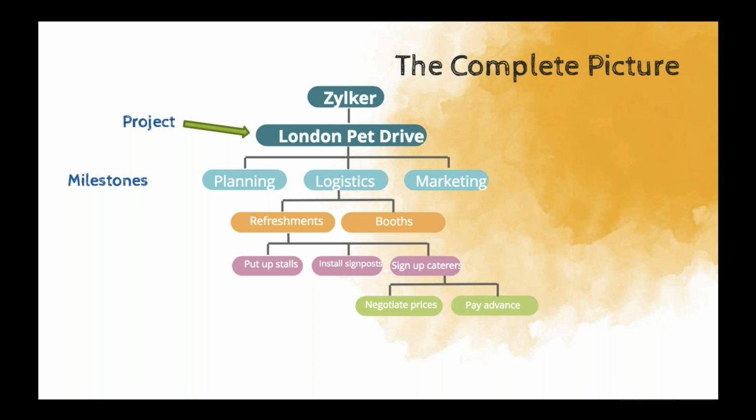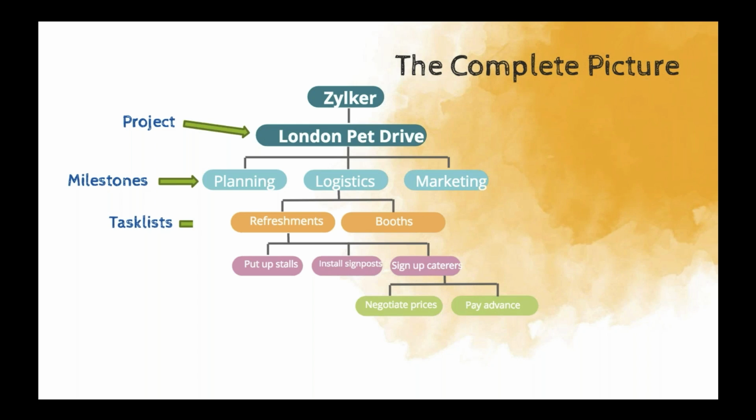So here, planning, logistics, and marketing are some of the milestones. And it means that these stages must be completed before reaching the final goal or objective. And under each of the milestones, you have a bunch of related tasks called the task lists. So here, refreshments and booths are two task lists in this project under the logistics milestone.